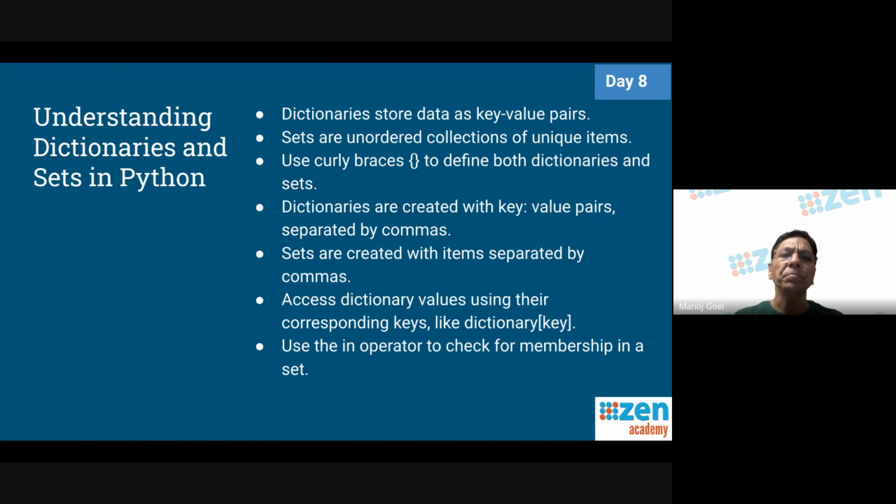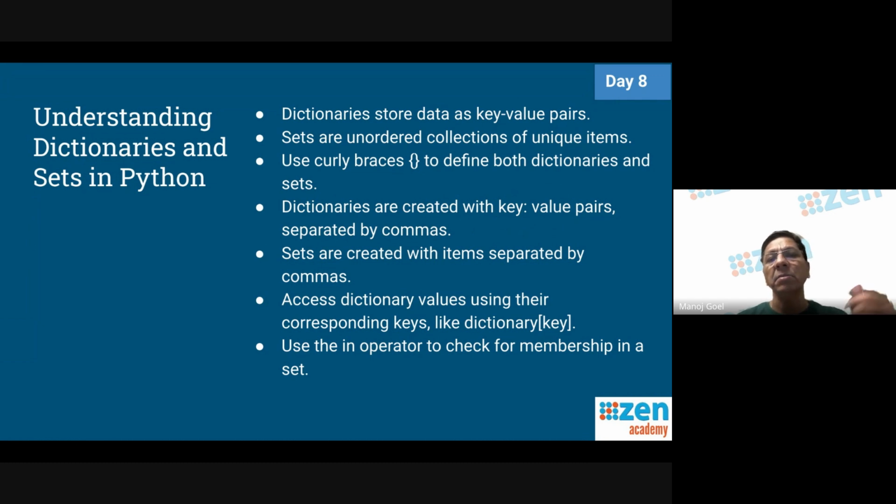Whereas a set is more like a list, you can say, but lists are stored in square brackets, and a set is contained within curly braces. So dictionaries and sets both are defined using curly braces, but the difference is, in the dictionary we have a key value pair, whereas the sets have just the values.